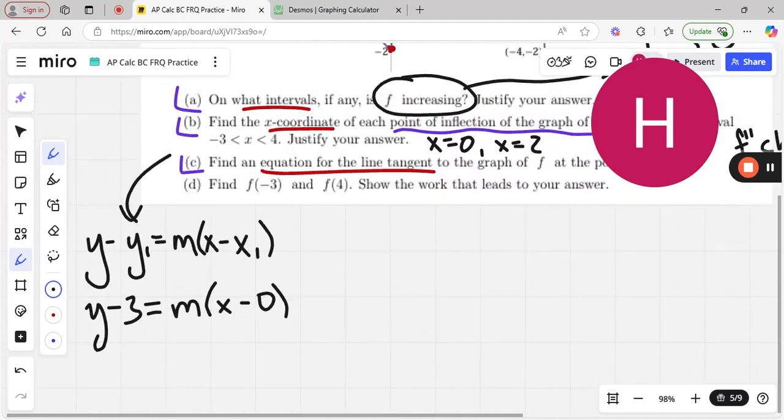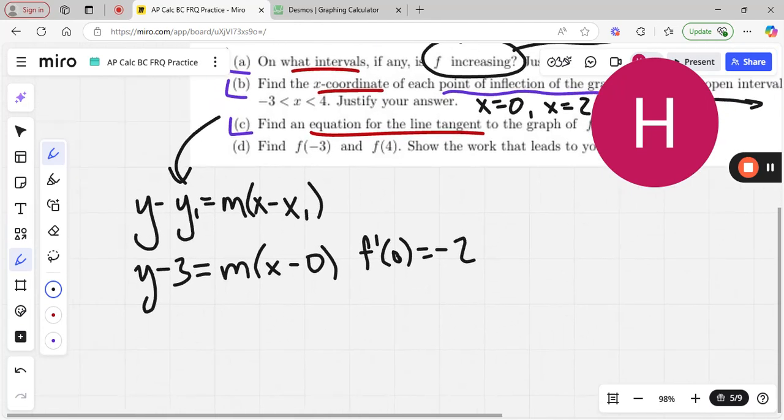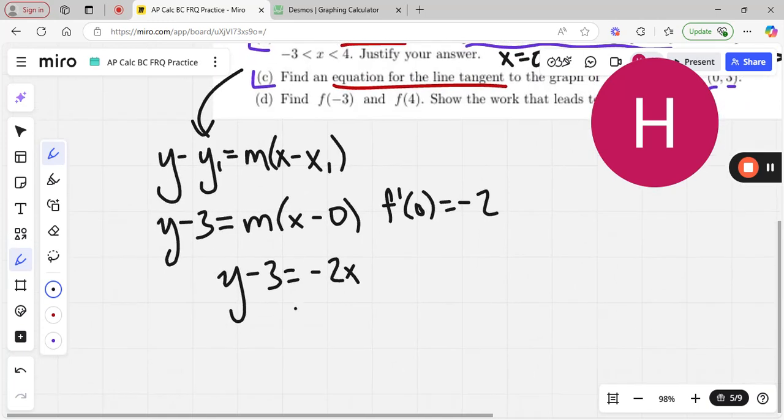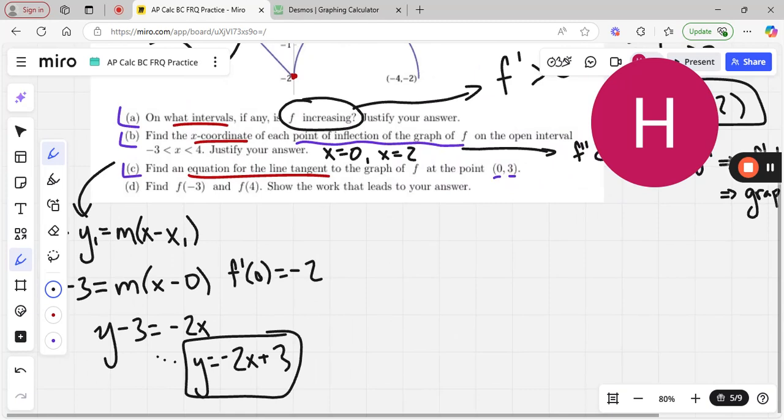Well, what is the m value? That's going to be the slope at 0. So f prime at 0 is the value of the graph at 0, which is negative 2. So the equation of the tangent line is simply going to be y minus 3 equals negative 2x. If you'd like, you can put y equals negative 2x plus 3. That's fine. That is the equation of the tangent line at the point.